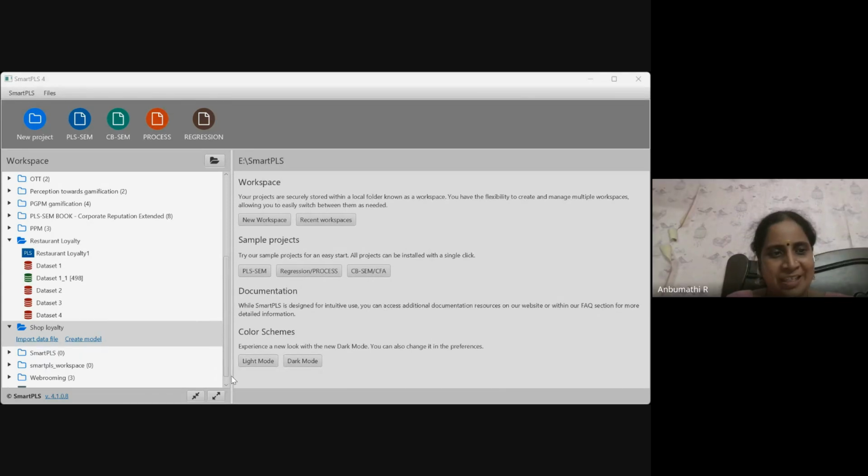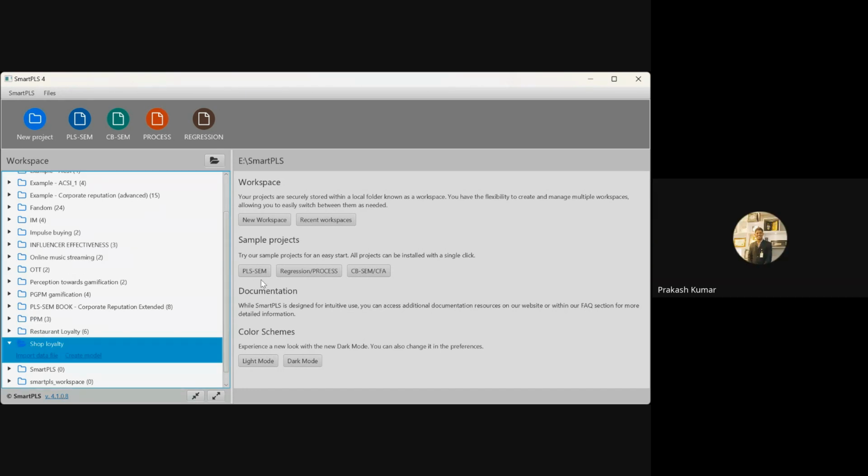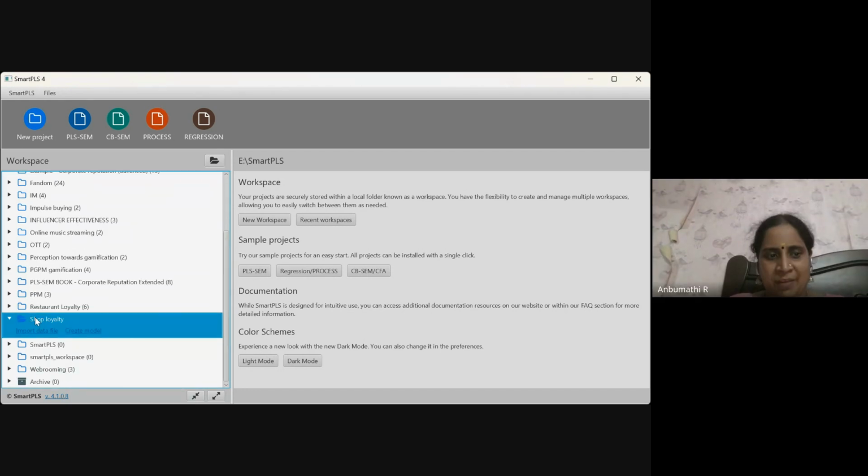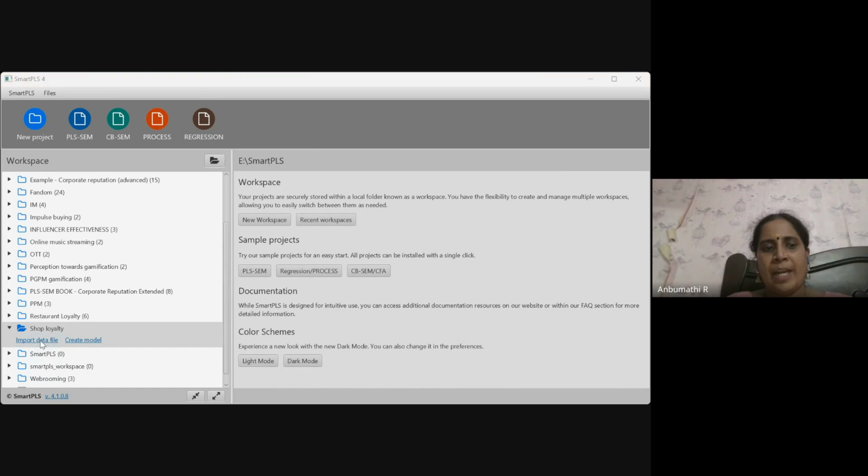No, sir, I have not done that. That is different. I'll close that, and I'm going to do it again for you. I created only the shop loyalty. After creating this shop loyalty, you have an option called import data file. When you click import data file, you will have the data set. For me, it is showing the text function because I already have it in text.